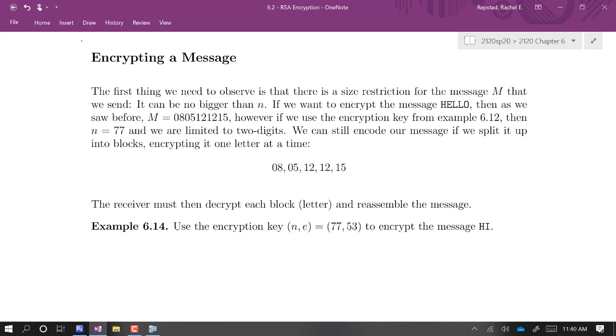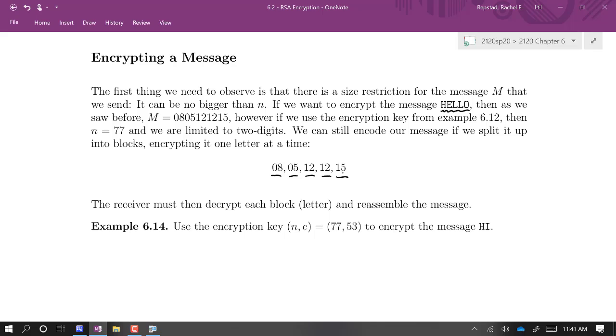If we use the encryption key from example 612, that was the first encryption key, we were working with n equals 77. Now that's pretty small. So we're basically limited to 2 digits at a time. And we can still encode a message if we split it up into blocks, right? So if I were encrypting the message hello, it would look like this, right? 1, 2, 3, 5 separate blocks. So the receiver then decrypts each block, in this case each letter, and then reassembles it.